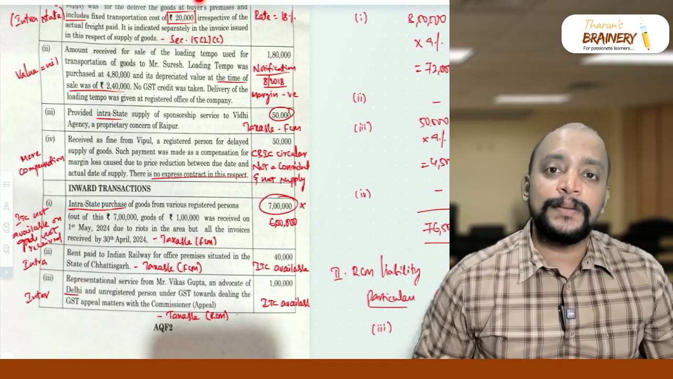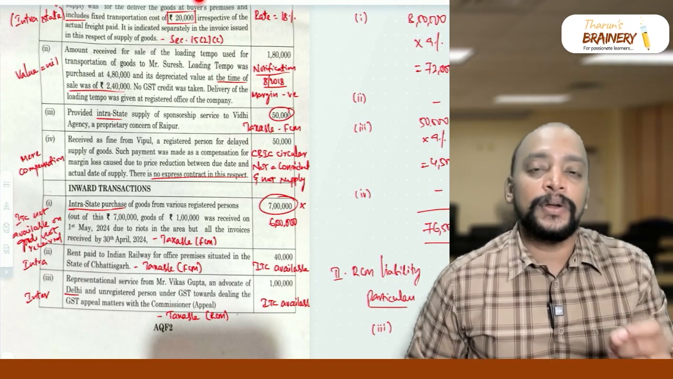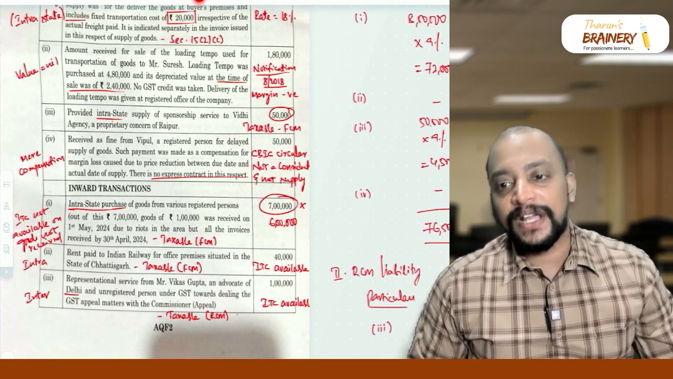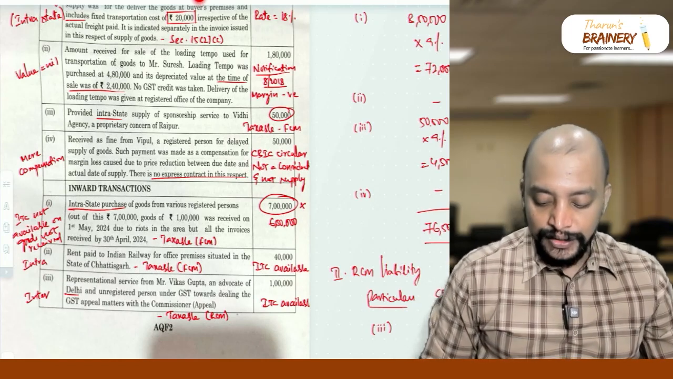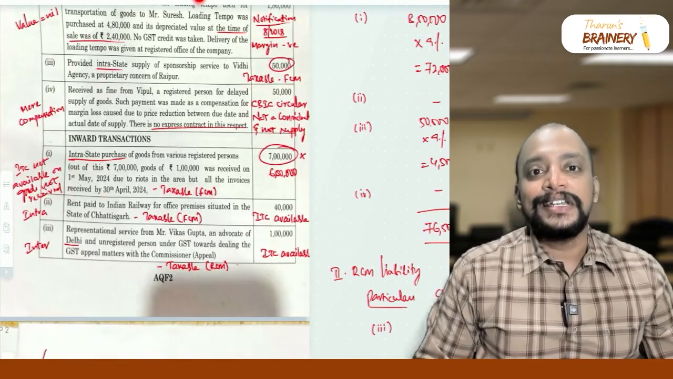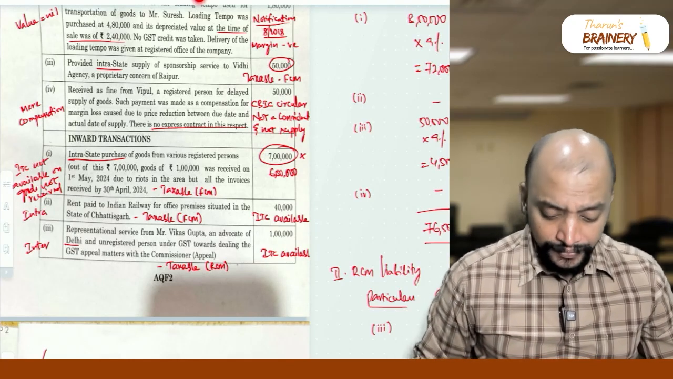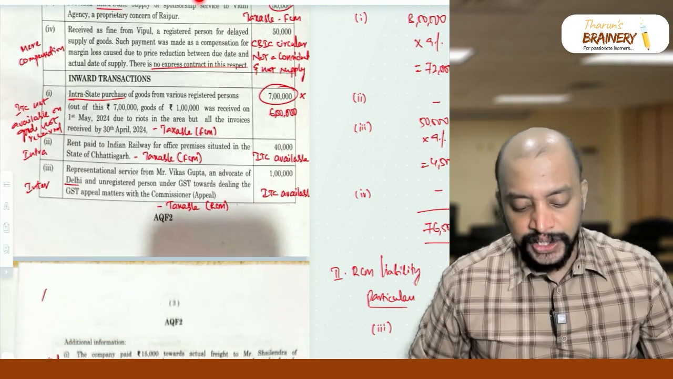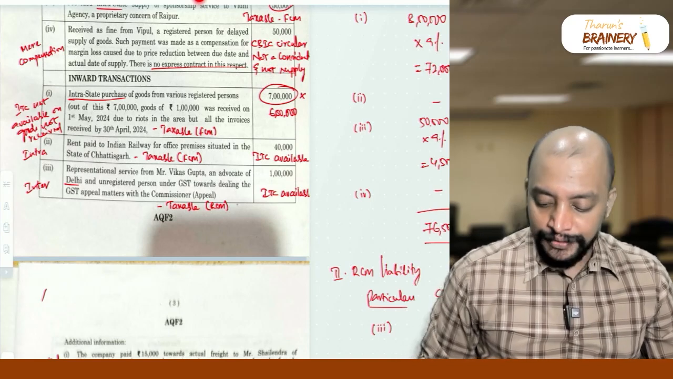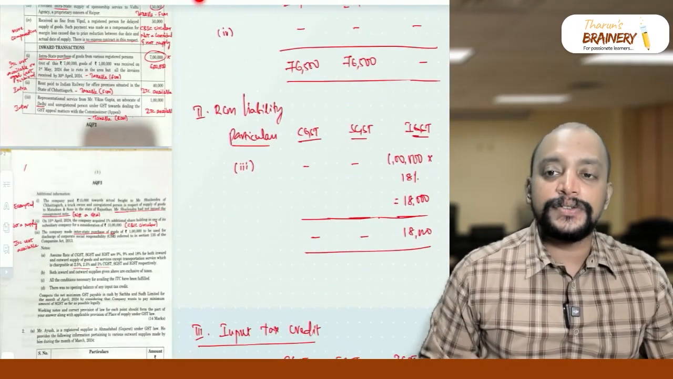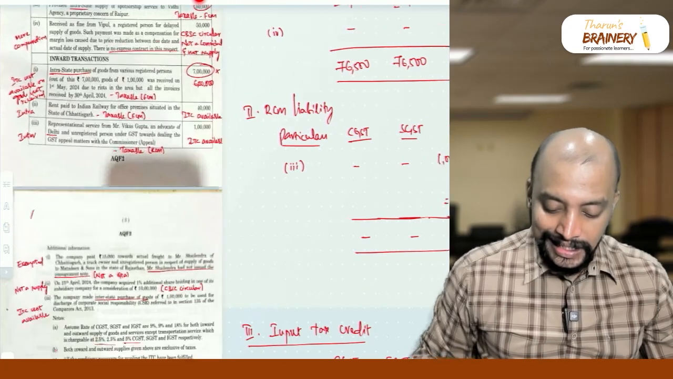So mere compensation payable, as per the CBIC circular, is not treated as consideration. Consequently, it will not become supply. So that we need to write. It's a mere compensation, and this is actually an RTP part. In RTP they have tested this. Then outward transactions are intrastate, so therefore here nothing. That's it. And 76,500 and 76,500 is taken as this CGST, SGST.